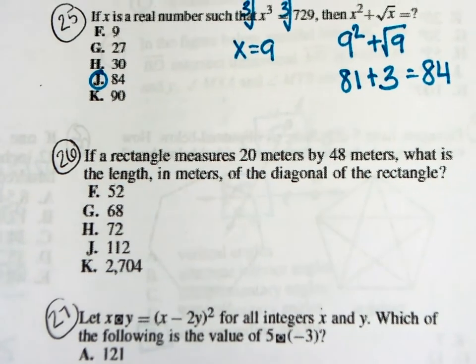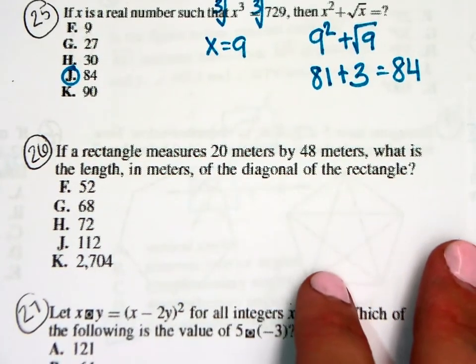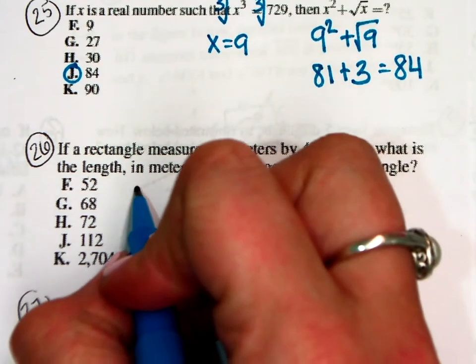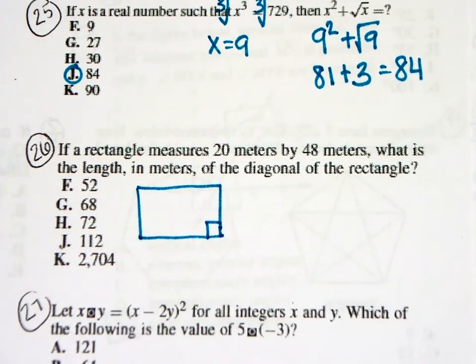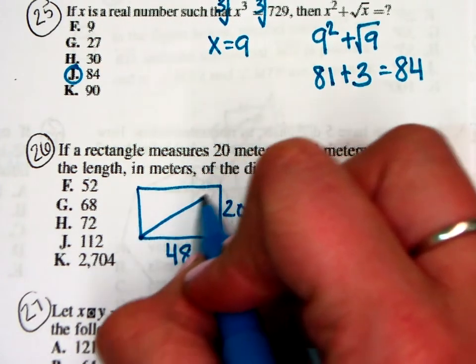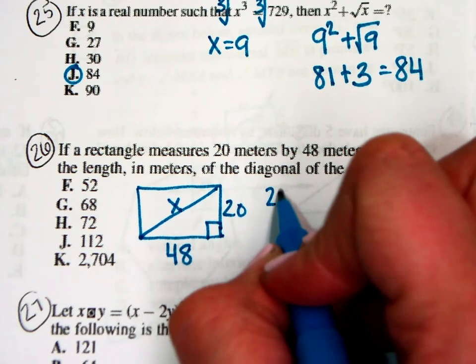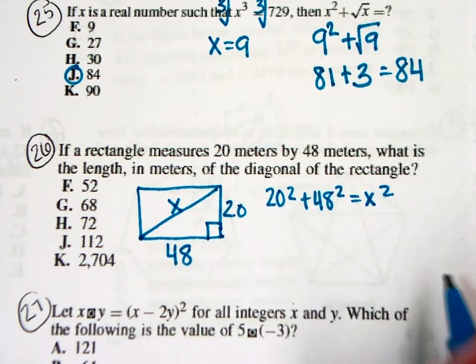Number 26. A rectangle measures 20 by 48, what is the length of the diagonal? So again, I'm going to be drawing a rectangle. I know that my angles are all 90. It's a 20 by 48, and we want to know the length of the diagonal. So again, 20 squared plus 48 squared equals x squared.